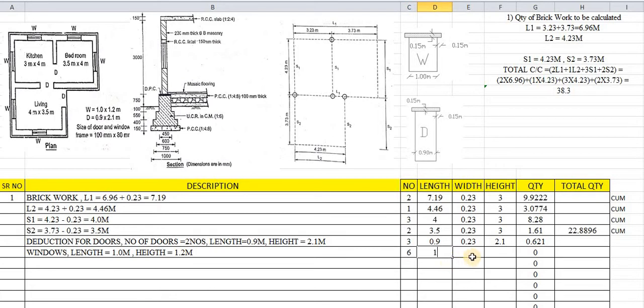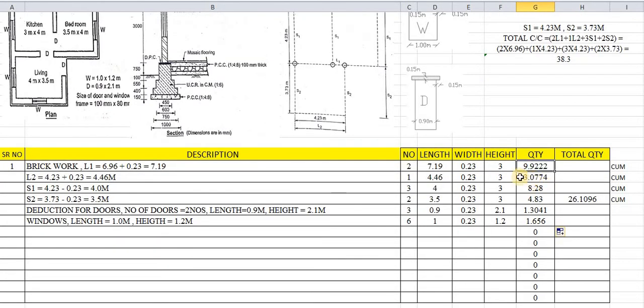The length of the window is 1 meter. Again the width will be the same, the width of the brickwork. The height is 1.2 meters. Sorry, there is a change in the multiplications. Here this column was not multiplied; the quantity was correct, that is 2 multiplied by these quantities. The total quantity comes to 26. The deductions for those are 1.301 and this quantity comes to 1.656. So we have deducted for doors and window openings.